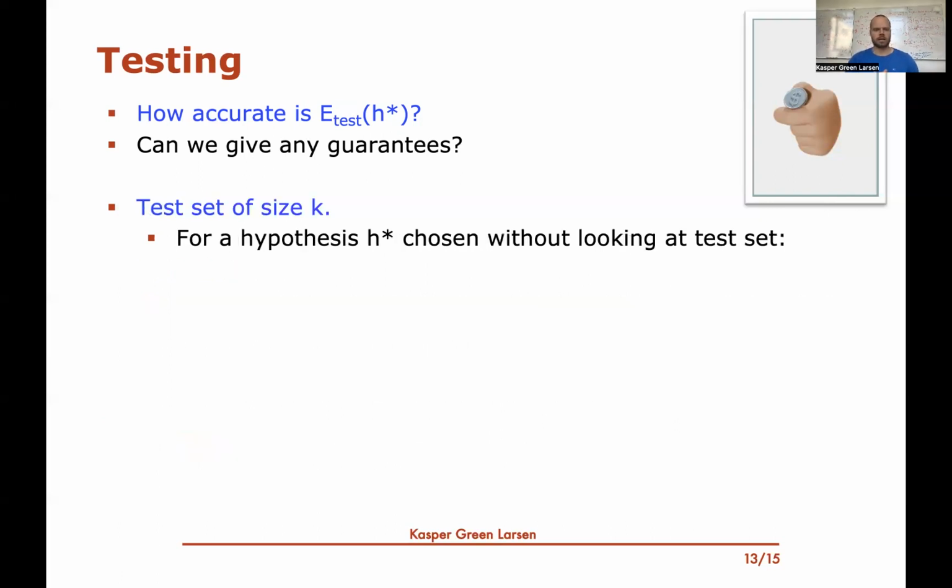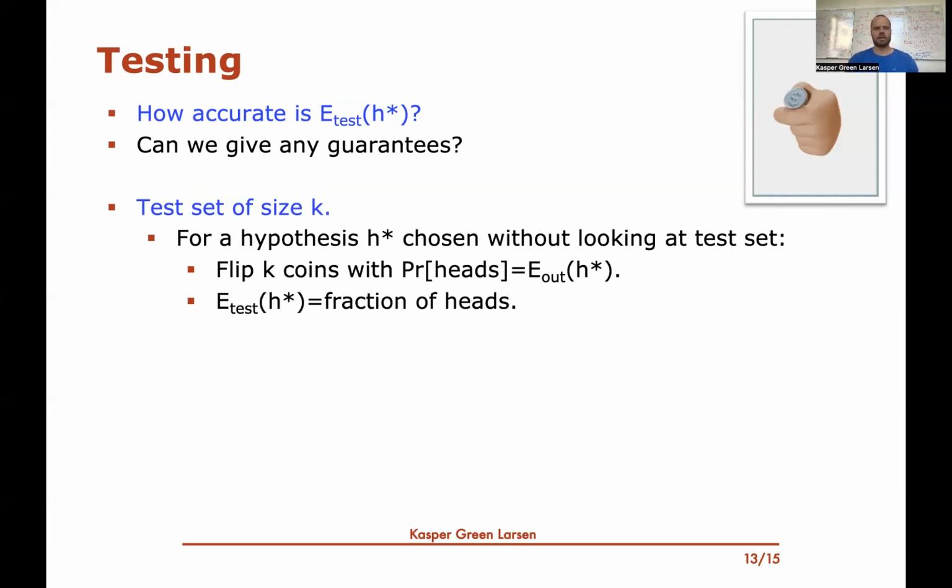So this basically means that if I have a test set of size k, and my hypothesis, the one that my learning algorithm returns, doesn't depend on the test set, then when I get the test set, I can think of it as basically flipping k coins. And each time I flip a coin, the probability that I see a head is exactly the outer sample error of H star. And then the test error is the fraction of heads that I see, right?